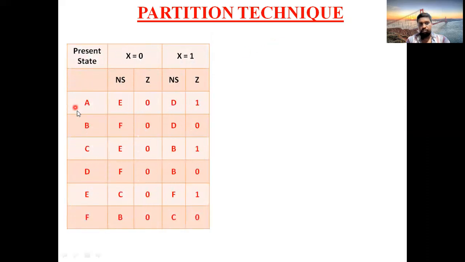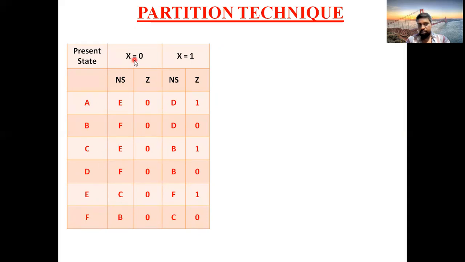If they ask you to apply the partition technique on the state table and to reduce the number of states, what is the process you need to follow? First, how will you analyze this? This state table consists of 1, 2, 3, 4, 5, and 6. In total, we have 6 states, starting from A and ending at F.